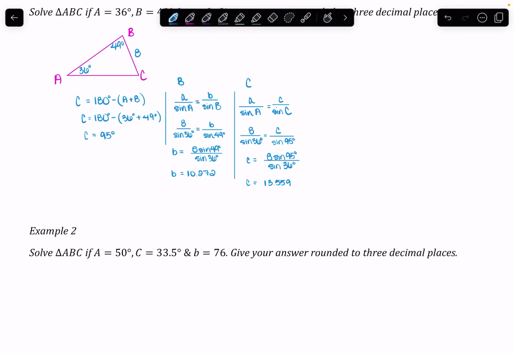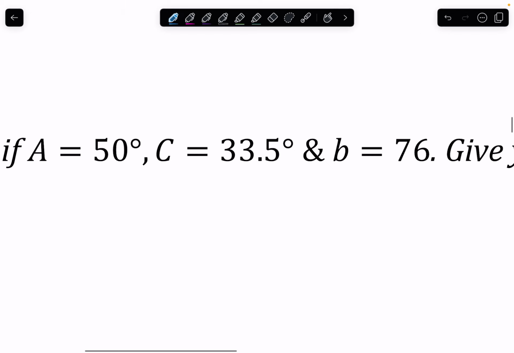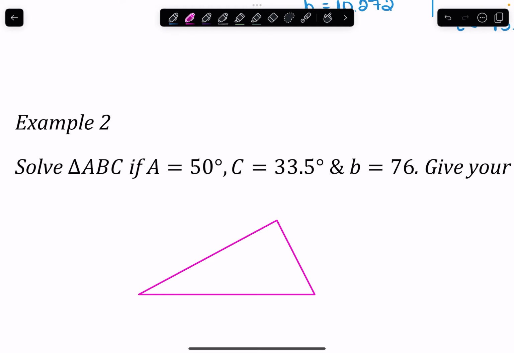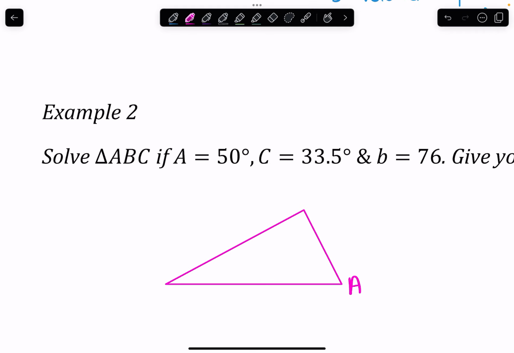All right, example 2, solve triangle ABC if A is 50, C is 33.5, and B is 76. I'm going to draw my triangle. All right, A. I'm just going to do a little different orientation. We'll go A, we'll go B, and we'll go C. All right, angle A is 50. Angle C is 33.5. Side B, 76. So the 76 goes opposite angle B.